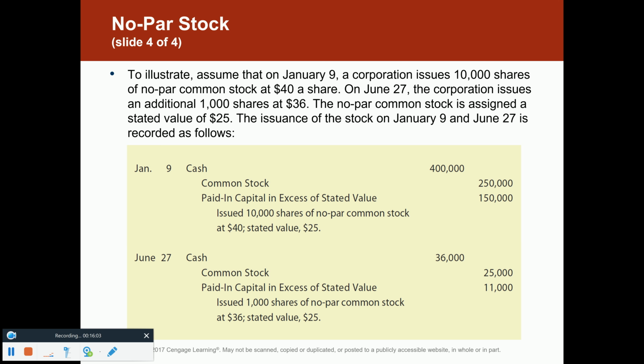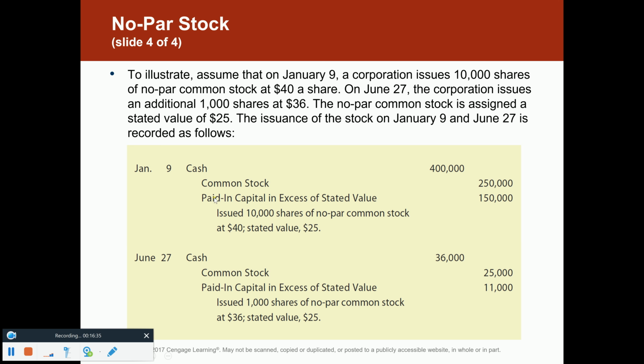Here's another way we can do it. In place of the par value, the company can officially state a stated value. All right, so the stated value would take the place of the par value. Here's an example. On January 9th, the corporation issues 10,000 shares of no par common stock at $40 a share. On June 27th, they do the same thing, but they issue them at $36 a share. And the no par common stock is assigned a stated value of 25.